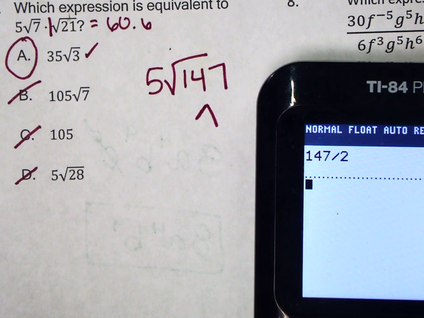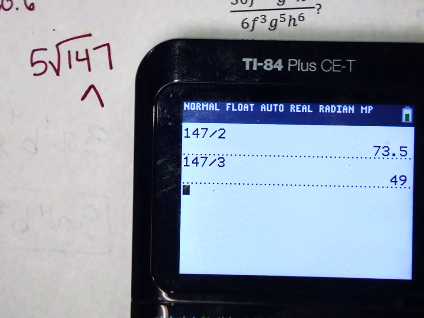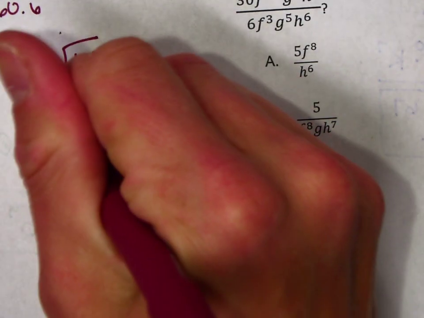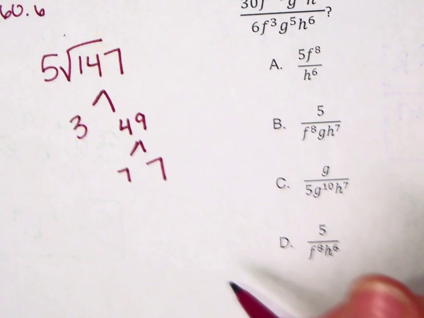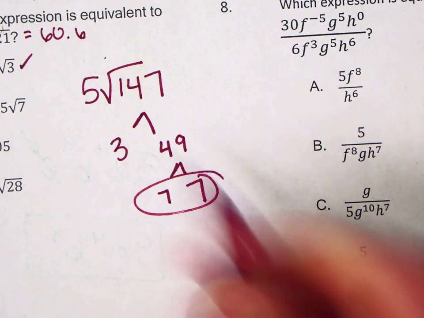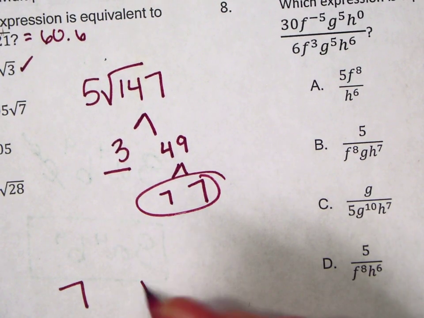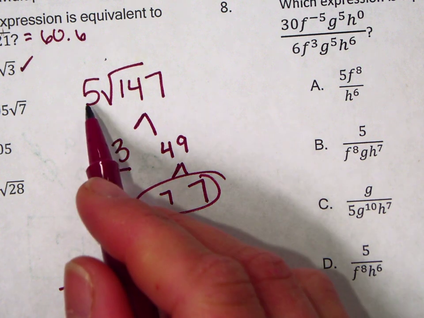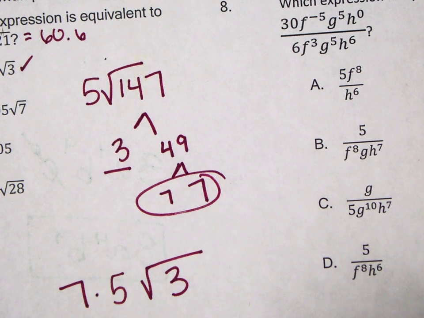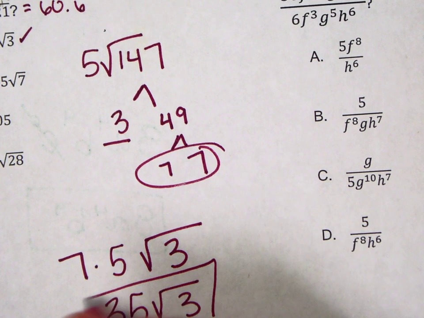Divided by 2, doesn't work. Divided by 3, that works. So 3 and 49, and I know 49 breaks down to 7 and 7. So I have a group of 7s with a 3 left over. The 7 is going to go on the outside, the 3 is going to go back on the inside. And on the outside, I also have this 5 that I haven't done anything with, and so that's where the 35 square root of 3 is coming from.